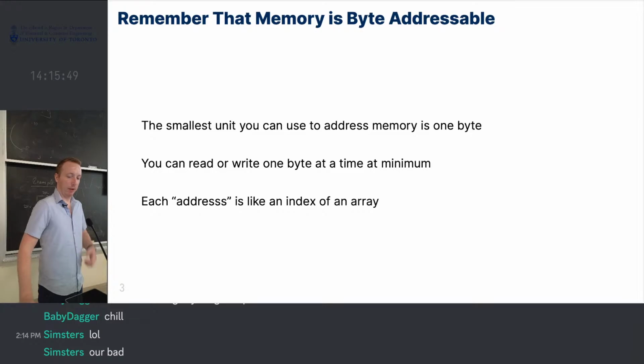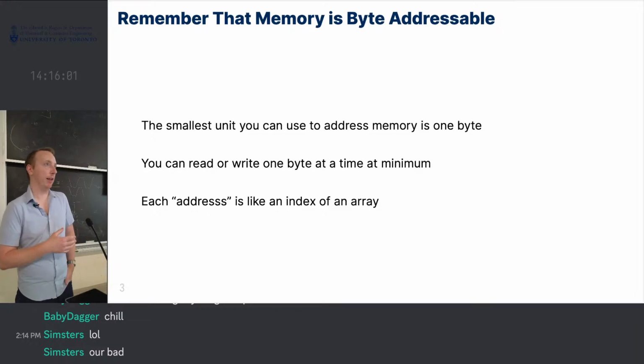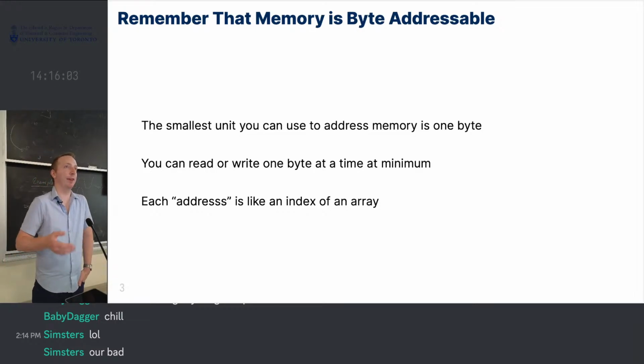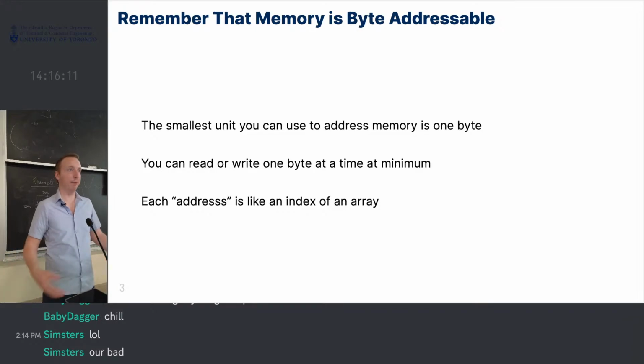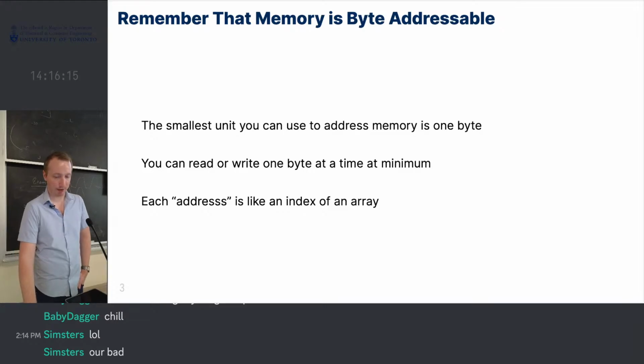So, here's a note, just so we remember that memory is byte addressable. Every single address represents a single byte. You can read or write one byte at a time minimum. Another way to think of it, you could just think of all the addresses as a big byte array, and the address is just an index into that array. So that's another way you can think of memory. Might be a bit easier to think of it that way.